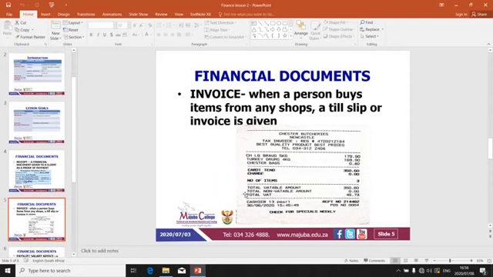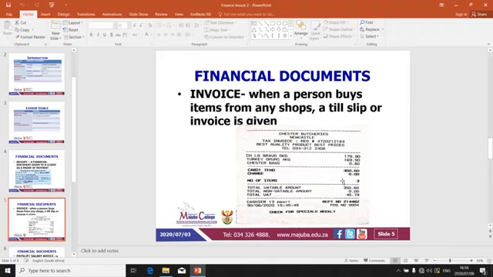Going to the next document, the invoice. What is an invoice? When a person buys items from any shop, a till slip or an invoice is given. Here is an example. It's written here, the tax invoice. Where is it from? It's from Chester Butcheries in Newcastle. It must be written here.